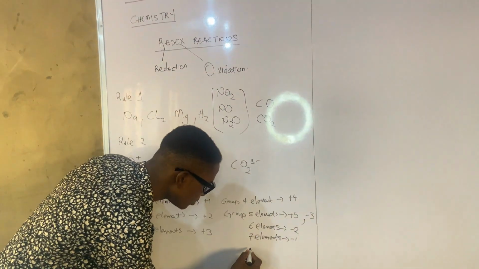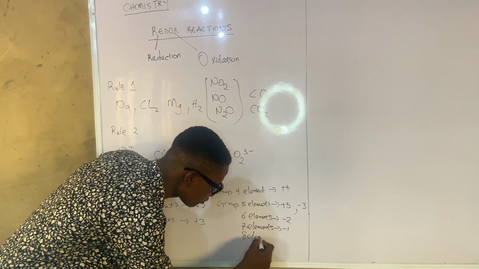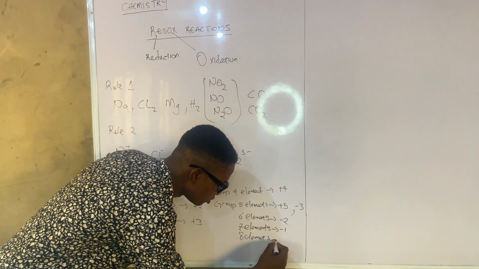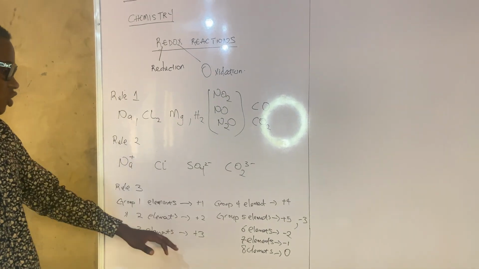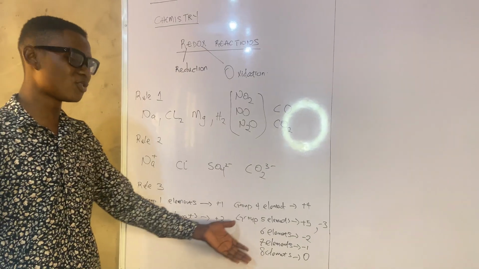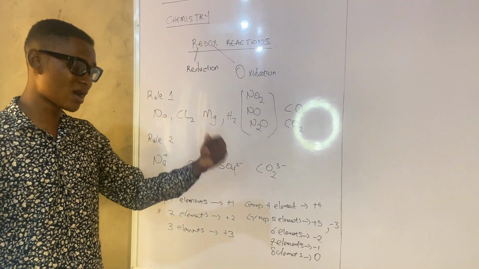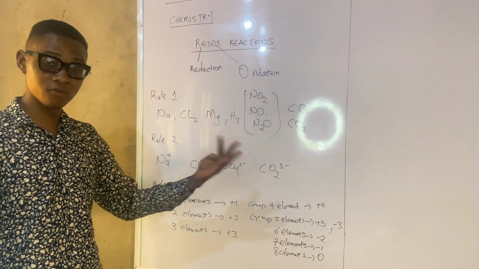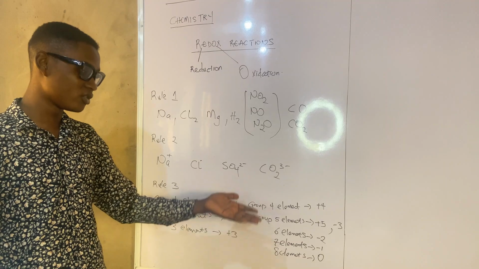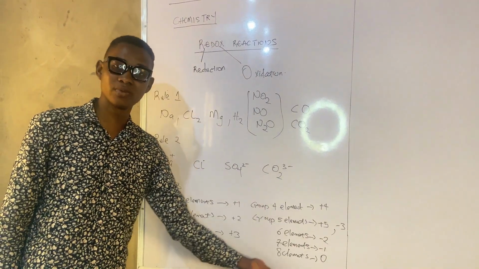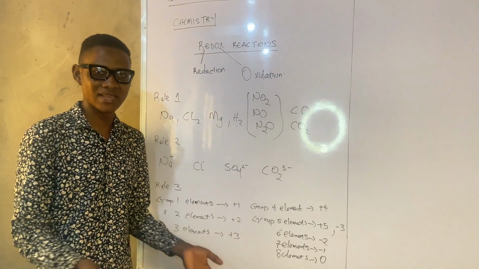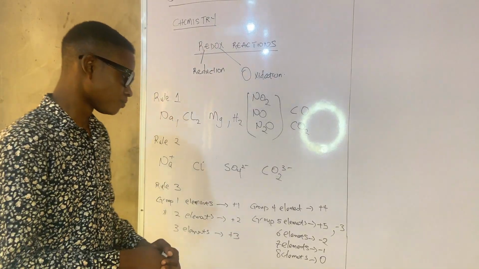For group 8 elements, their oxidation number is what? It is 0. Do you understand? So all these things are not really bulky. Group 1 is 1, group 2 is 2, group 3 is 3, group 4 is 4, group 5 can be plus 5 or 3. And group 6 element is what? Minus 2. Group 7 is what? Minus 1. And group 8 is just 0. You don't really have any oxidation number.